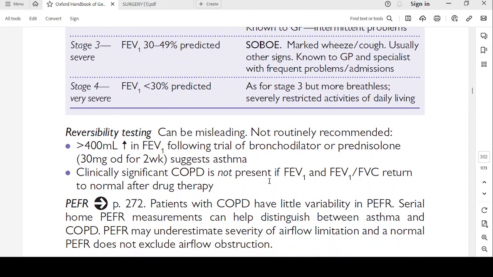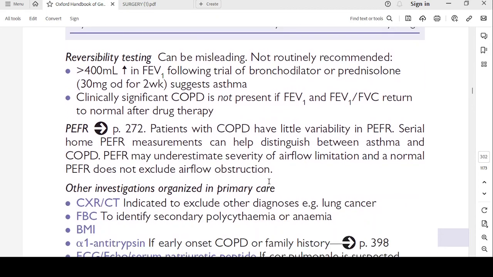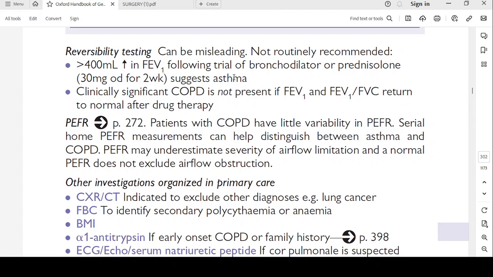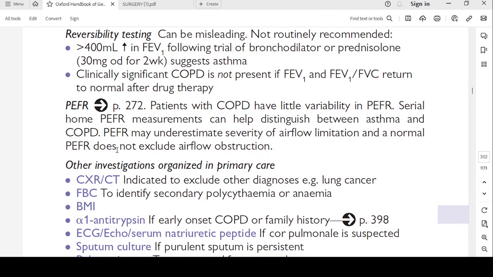Reversibility testing can be misleading and is not routinely recommended. More than a 400 ml increase in FEV1 following a trial of bronchodilator or prednisolone suggests asthma. Clinically significant COPD is not present if FEV1 and FVC return to normal after drug therapy. PEFR: patients with COPD have little variability in peak expiratory flow rate. Serial home PEFR measurements help distinguish between asthma and COPD. PEFR may underestimate the severity of airflow limitation, and a normal PEFR does not exclude airflow obstruction.